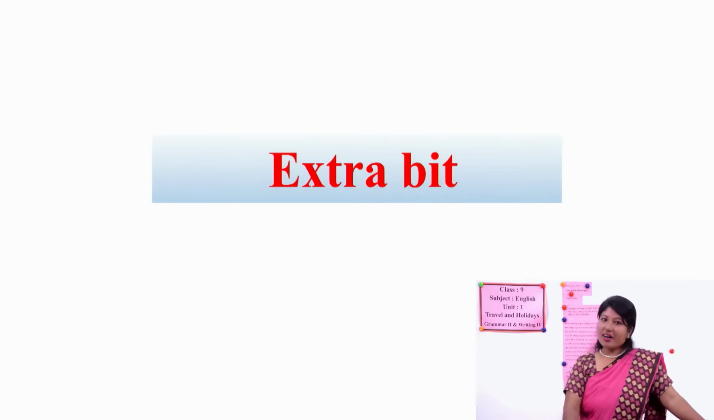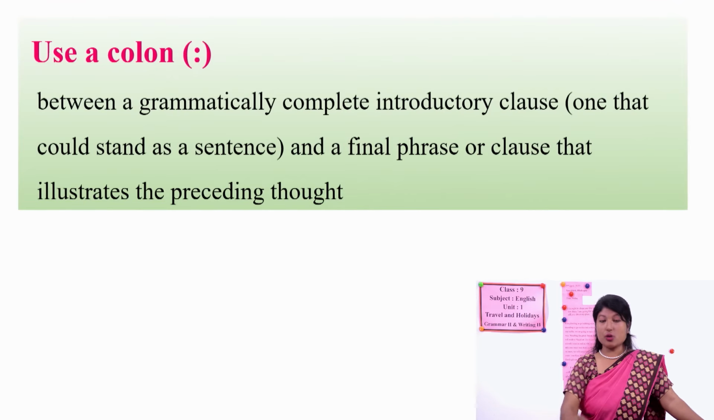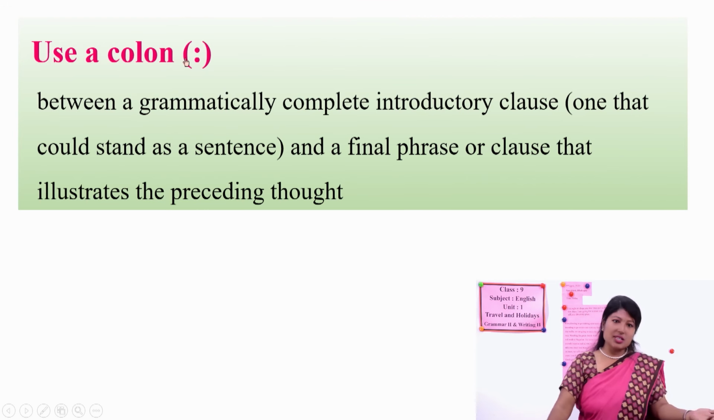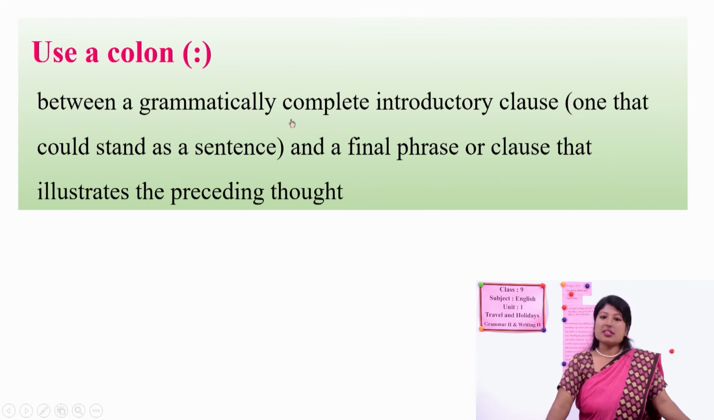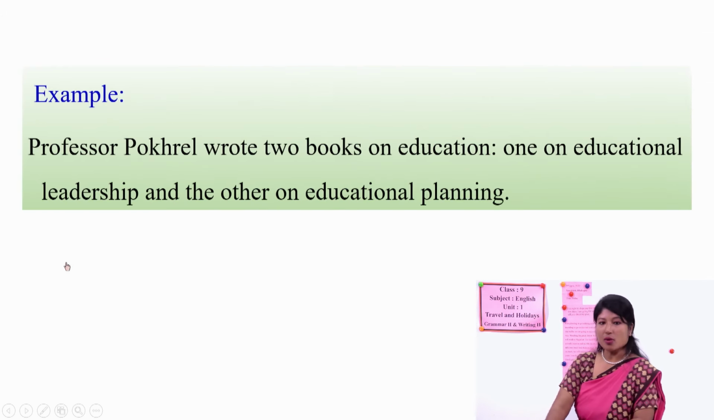And one more extra bit is there. Extra bit, the information about colon. Okay, colon, as you can see here, 2 dots. These 2 dots are known as colon. And where do we use it? Between a grammatically complete introductory clause, one that could stand as a sentence, and a final phrase or clause that illustrates the preceding thought. So an example can make it clearer.